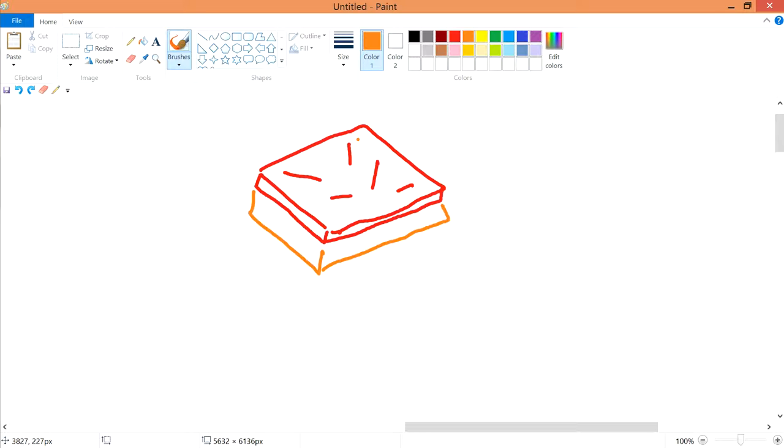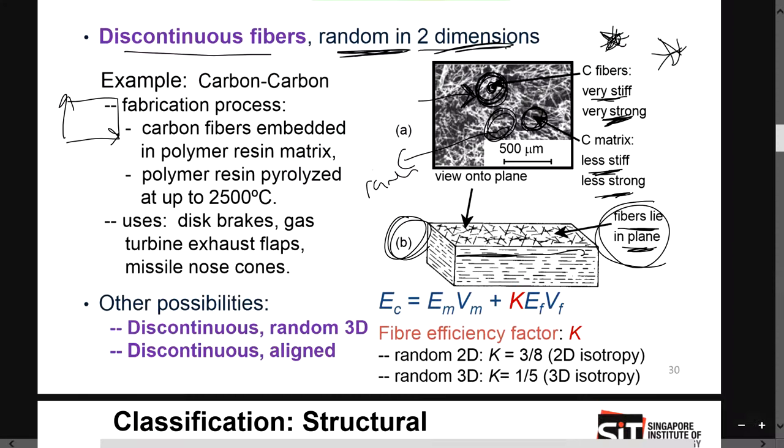This is the key component that I just want to say. Therefore, if it's 2D, then this means that it's discontinuous aligned. If it's discontinuous random 3D, then it's the one that I said is 3D and random. If it's discontinuous aligned, then this means that it's aligned in 2D, I think. Sorry, it's not.